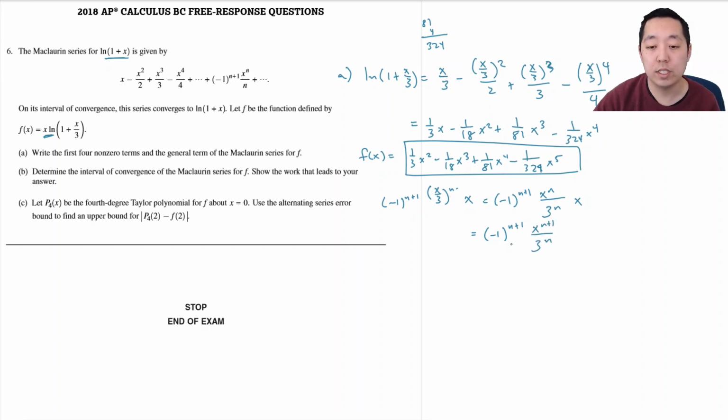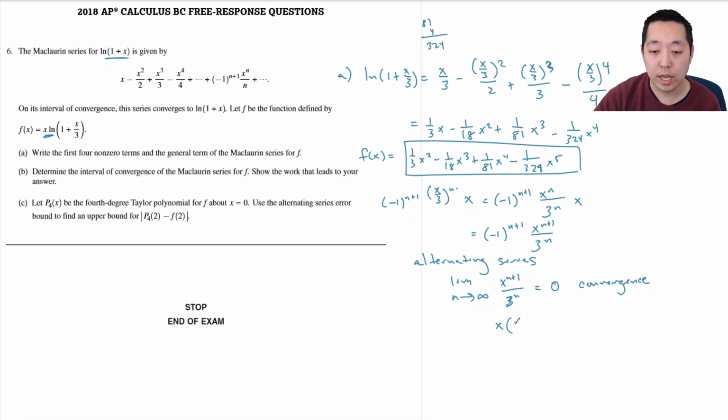Now, this is an alternating series. An alternating series only converges if the limit as n goes to infinity of x to the n plus 1 over 3 to the n equals 0. That's how we get convergence. So what values of x? Well, this is really x times (x over 3) to the n. I factor out the x. I want to know when this converges. This is a geometric series, and it converges only when the absolute value of x over 3 is less than 1. So the absolute value of x needs to be less than 3. My interval of convergence is between -3 and 3.